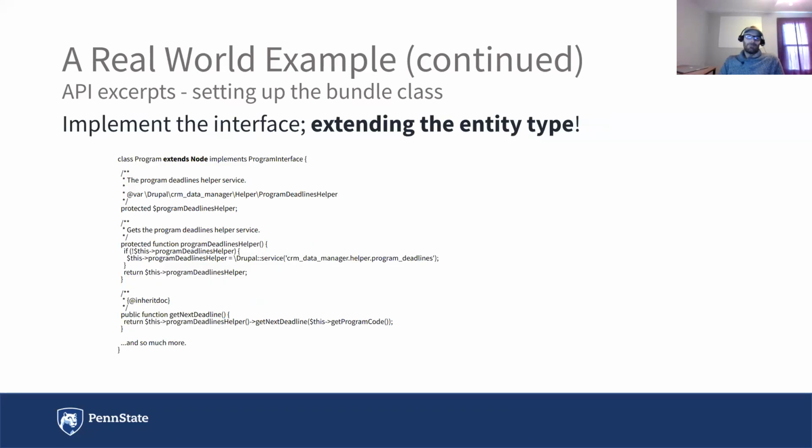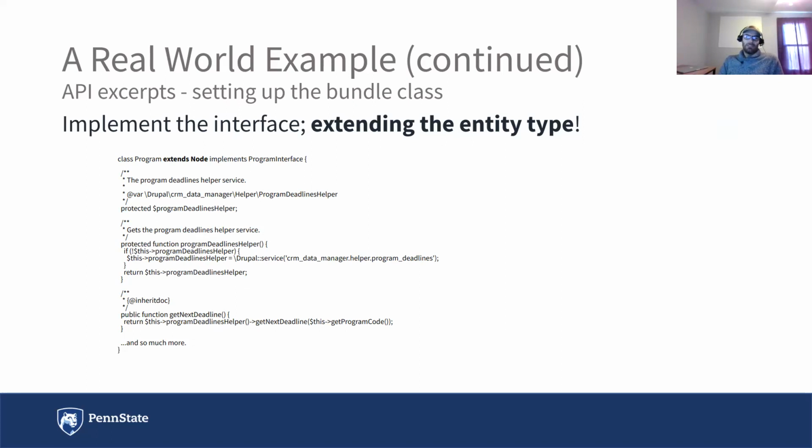After we figure out what the interface is, we have to implement the interface. The important bit here is that you're extending the entity type that you're applying the bundle class to. So in this case, our program class extends node. So our program is everything that a node is and more. And the and more comes from the program interface that we're implementing. In the example snippet, we can see that we're calling through to a service that reaches out to our CRM to grab information to display.